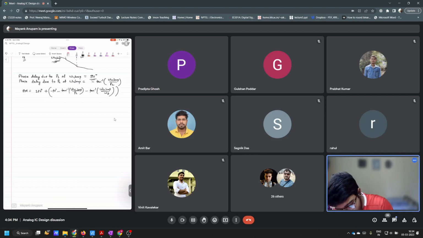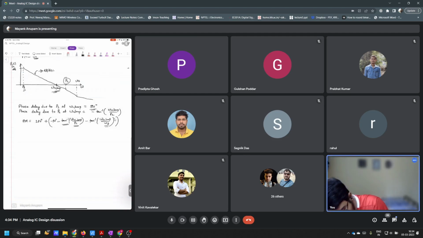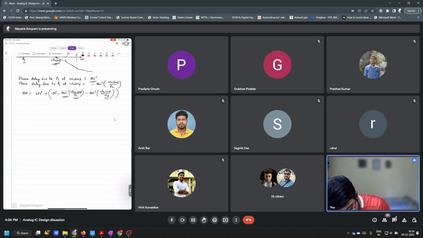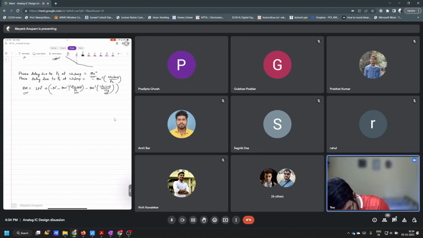Basically, this pole P2 and omega z simply reduce the phase margin, isn't it? So if P2 comes closer, that is, if P2 reduces in magnitude, then your phase margin should reduce, right? Is that happening here or not? That's just a sanity check. If P2 reduces, this tan inverse will increase, and this is getting subtracted, so overall the phase margin decreases. That is why it is correct. The same holds for omega z also.